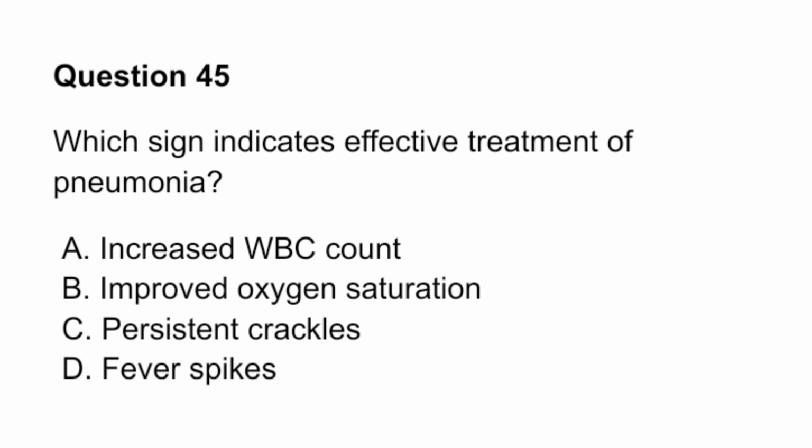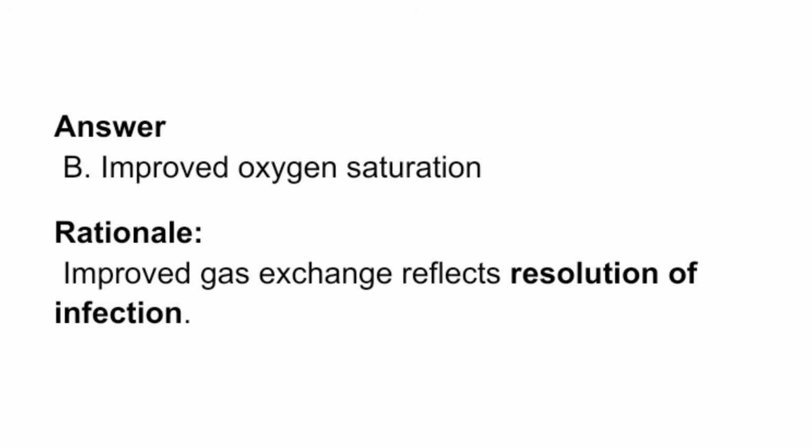Question 45. Which sign indicates effective treatment of pneumonia? A. Increased WBC count. B. Improved oxygen saturation. C. Persistent crackles. D. Fever spikes. Answer: B. Improved oxygen saturation. Rationale: improved gas exchange reflects resolution of infection.